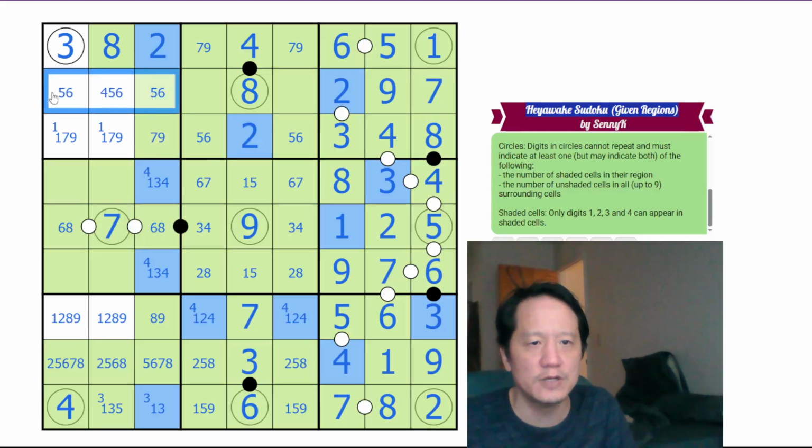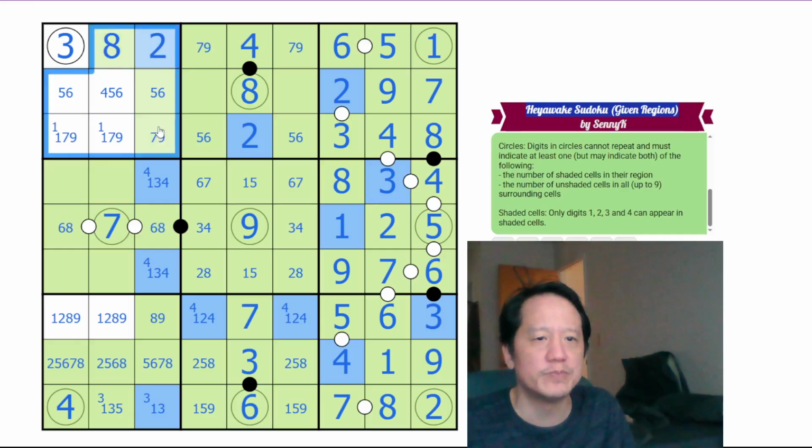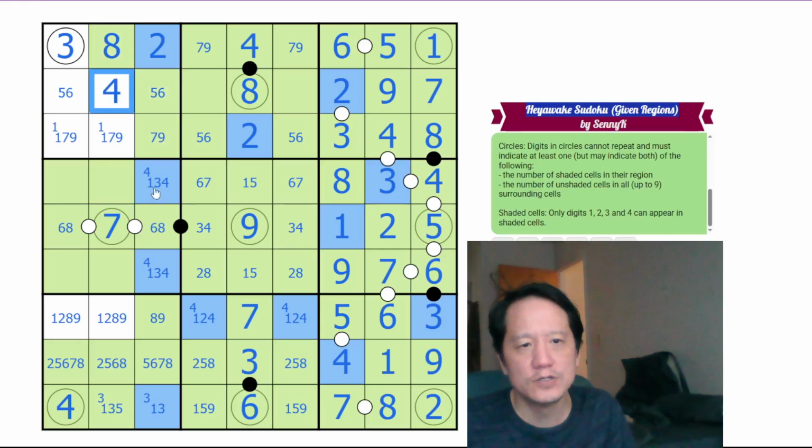4 cannot be here. Where is 4 in this box? It has to be here. So that's 4. That leaves 1, 3 as a pair remaining in row 2.